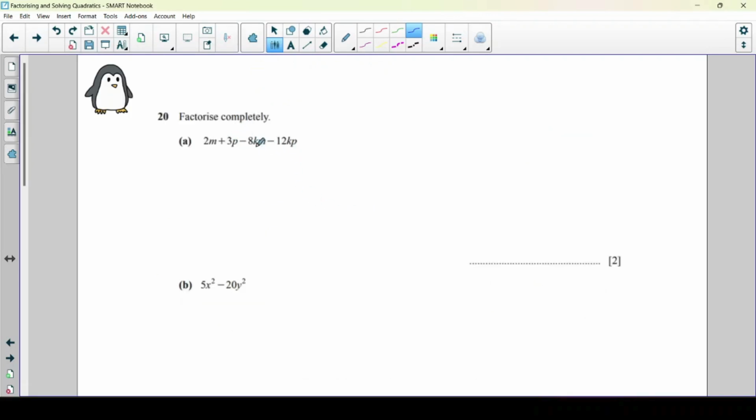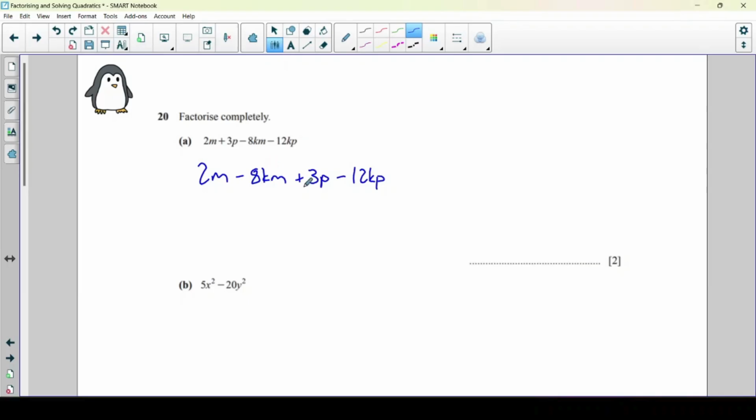This question, once again, looks like one that I could do 2 single brackets with, but not currently as it is. Because I'd only be taking a 1 out of the first 2, and that wouldn't give me the same in the second bracket, so I'm going to do a bit of rearranging. So I'm going to put one with an m in maybe next to this one, so I'm going to put the minus 8km next, and then I'm going to put plus 3p minus 12kp, and again I put this one second because this one has a k.